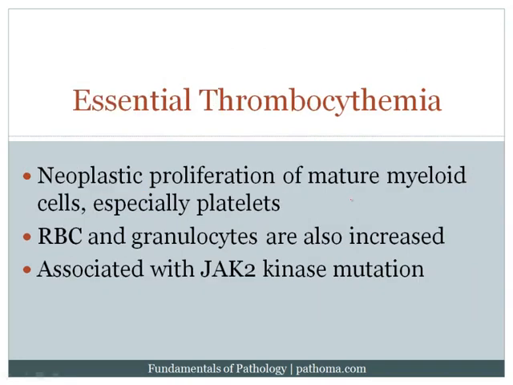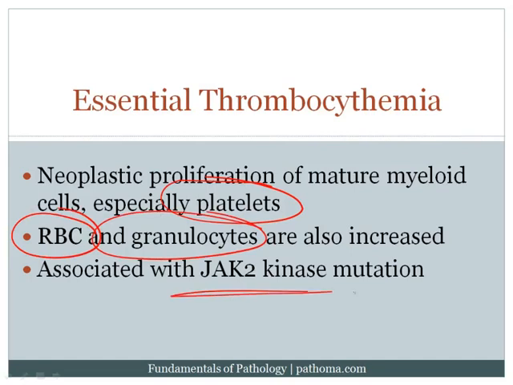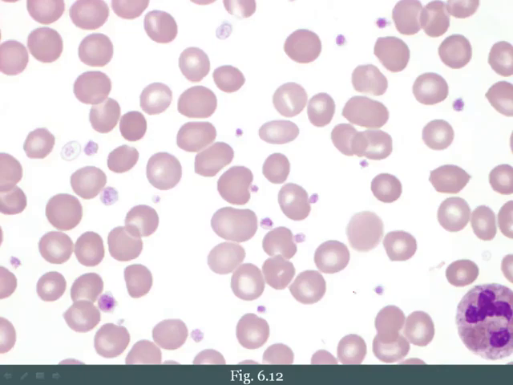Another of the myeloproliferative disorders is essential thrombocythemia. In this particular disease, there's a neoplastic proliferation, again, of mature myeloid cells. However, the key cells are platelets. Red blood cells would be up, and granulocytes would also be increased, but the key cell are the platelets, also associated with a JAK2 kinase mutation. Very high yield to be familiar with. Here's what the blood smear would look like in essential thrombocythemia. You've got a ton of platelets.